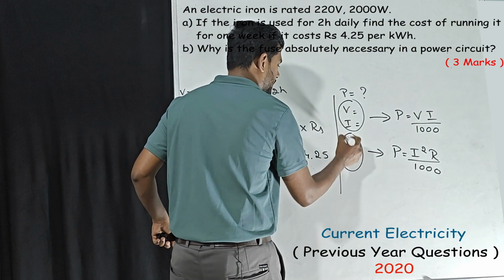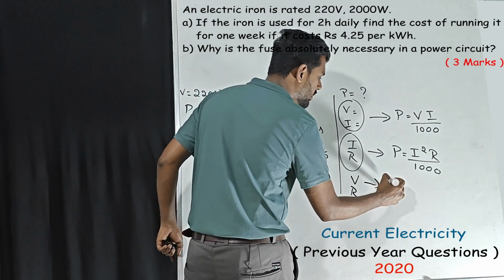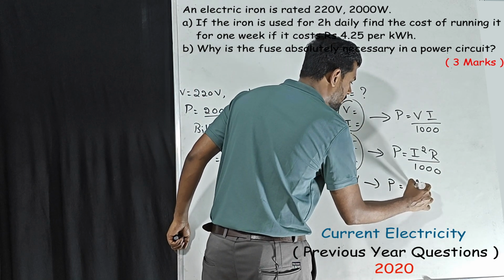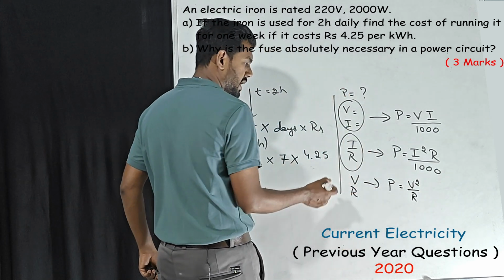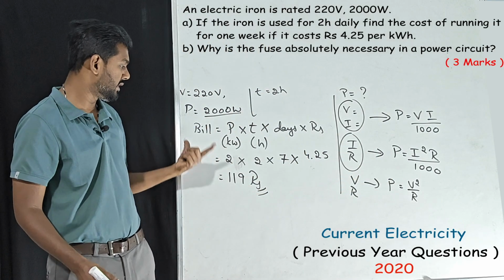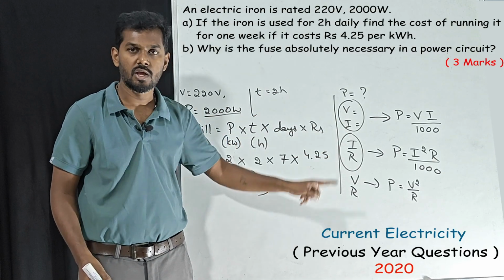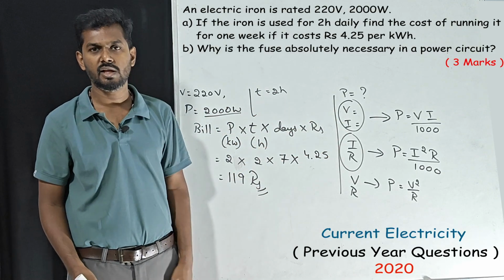Now, what if they give V and R? Using these two, how to find power? Power is equal to V square by R. Whatever value you get, divide by 1000. So in this question, power is given directly. In some other question, they will give you these hints, and using these things we need to find the power value.